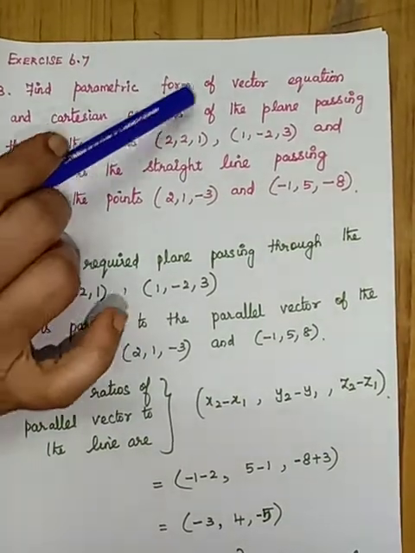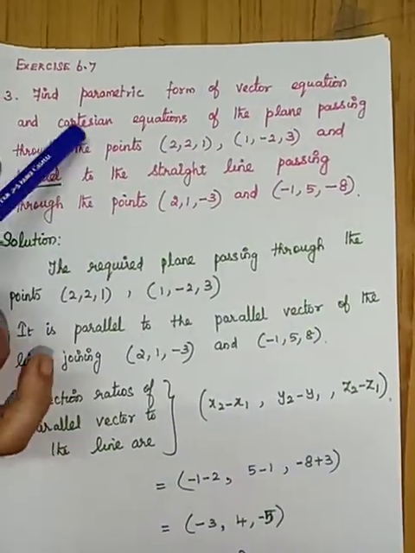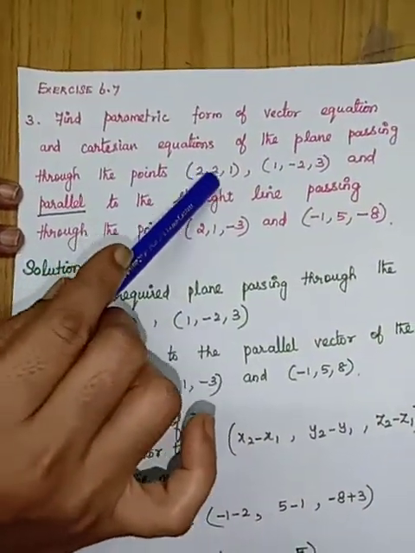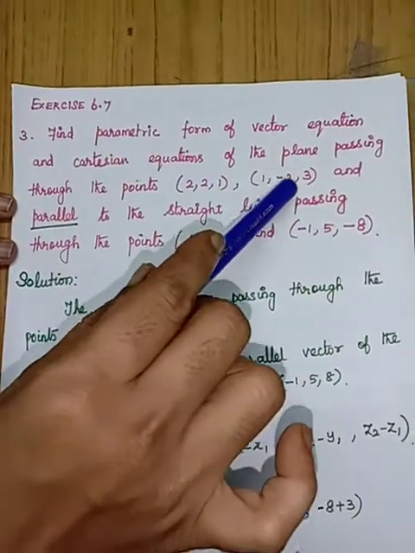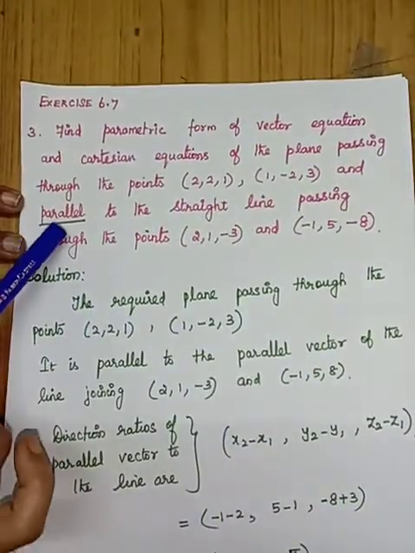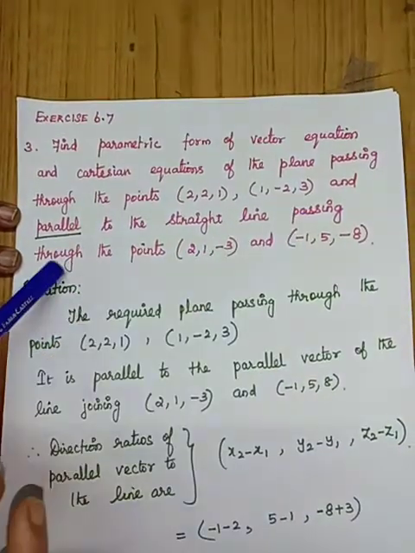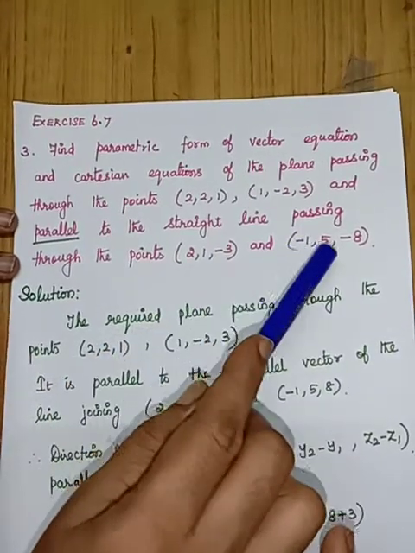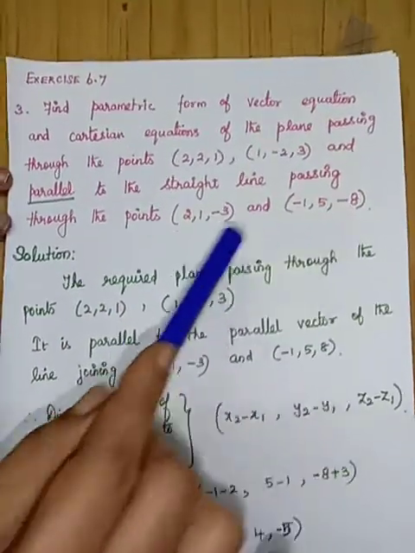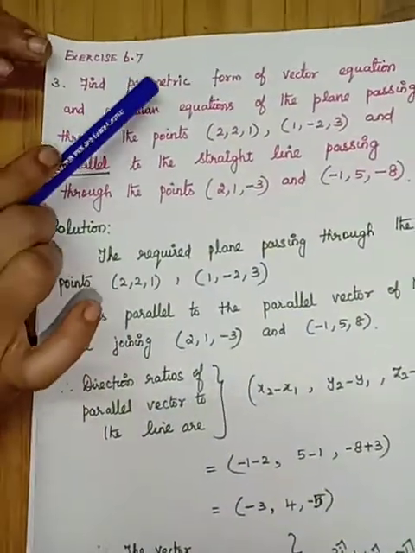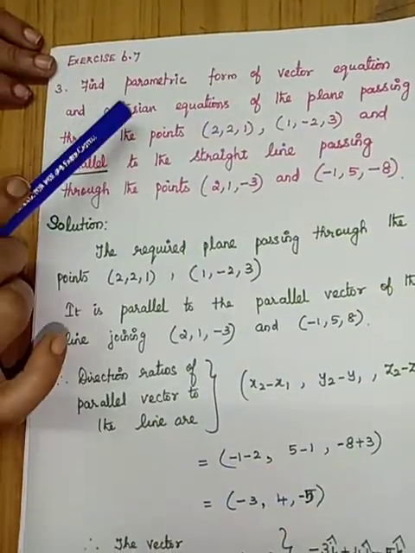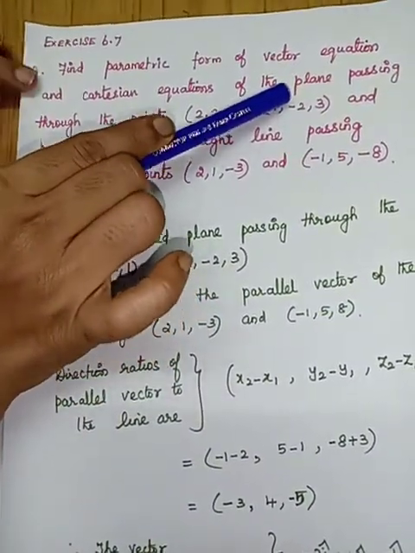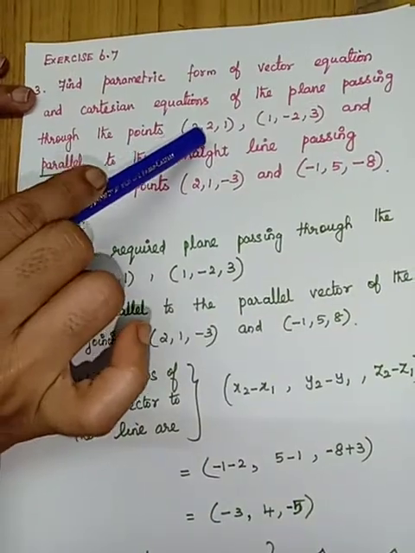Find the parametric form of the vector equation and Cartesian equation of the plane passing through the points (2, 2, 1) and (1, -2, 3) and parallel to the straight line passing through the points (2, 1, -3) and (-1, 5, -8). We have to find the parametric form of the vector equation and Cartesian equation of the required plane passing through the 2 points.